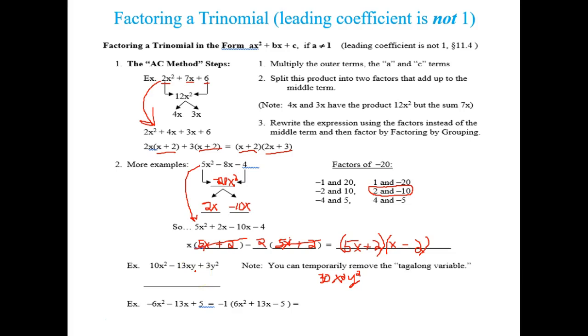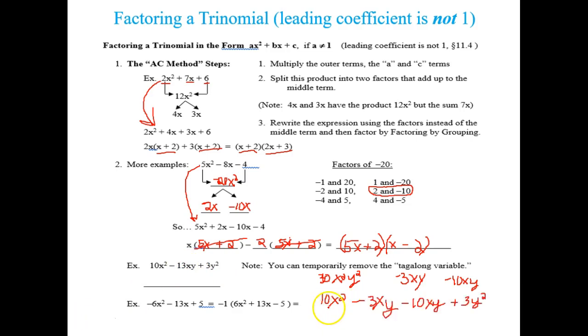Well, you know that they both have to be negative, right? They can't be both positive. They have to be both negative to give you negative 13. And so we would have to use negative 3xy and negative 10xy. So that's how we'll split up the negative 13xy.